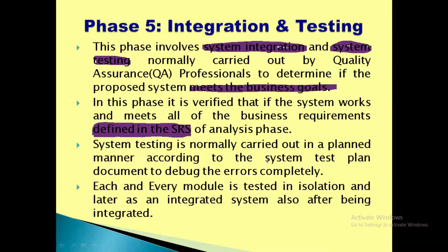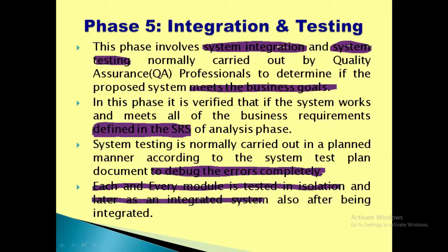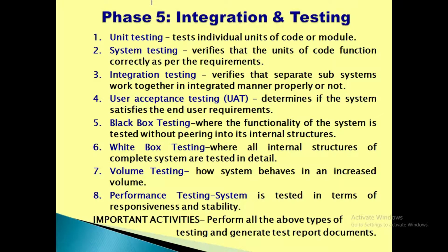For that, a system test plan document is made according to which the testing is done, and the aim is to debug the errors completely. There should be no error in any of the modules or in the entire system. Each and every module is tested in isolation and later as an integrated system after being integrated. Which are the different types of testing done in this particular phase?